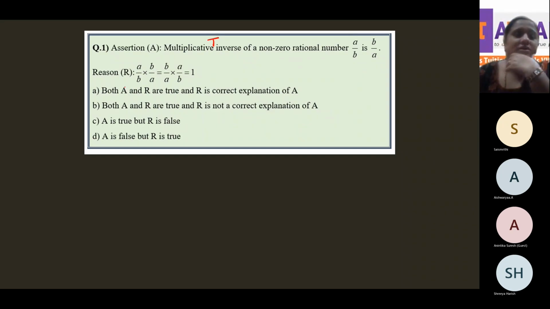Now read the next one: A by B into B by A is the same as B by A into A by B, which is equal to 1. Yes, ma'am, that's also true. This is true. But now what you have to check is the reason and explanation for the assertion statement.